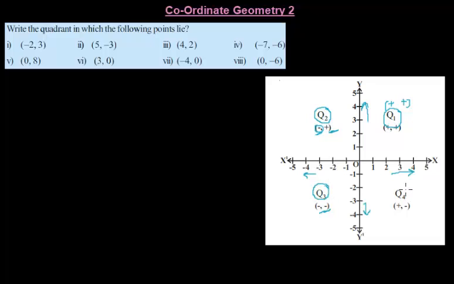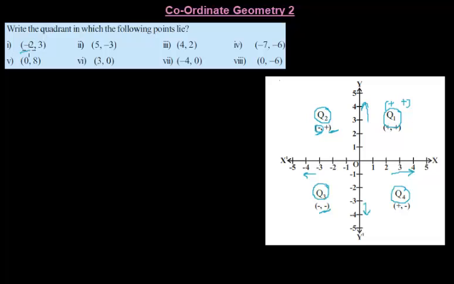Now, this is the fourth quadrant or the Q4. In this, you have positive x values and negative y values. Therefore, you will have a positive sign and a negative sign. Now, let us take these points and identify them into which quadrant they belong.